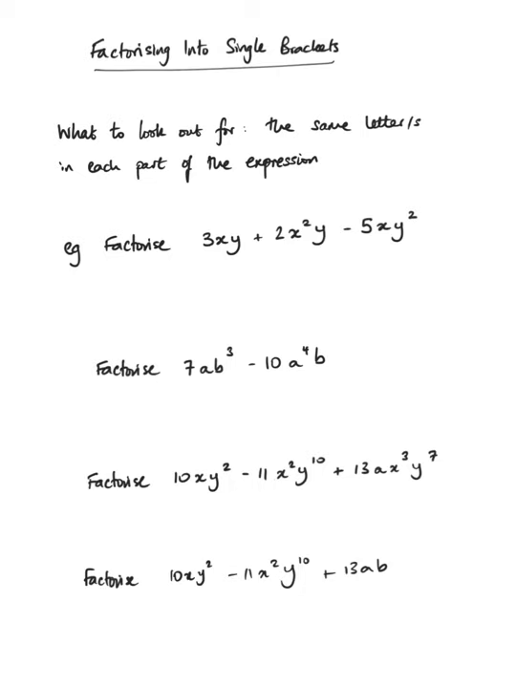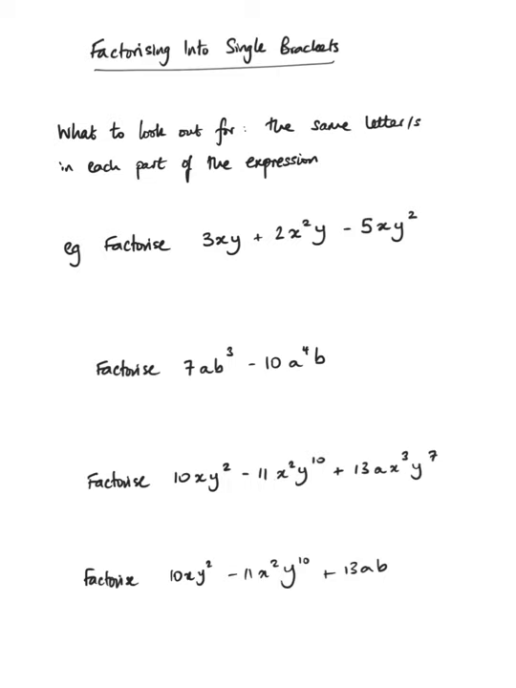Now what I'm going to be looking out for to know it's a single bracket is the same letter or letters in each part of the expression. So if I look at this first one, 3xy plus 2x squared y minus 5xy squared, each part of that expression has x's and y's in it. So I know it's going to factorise into a single bracket.